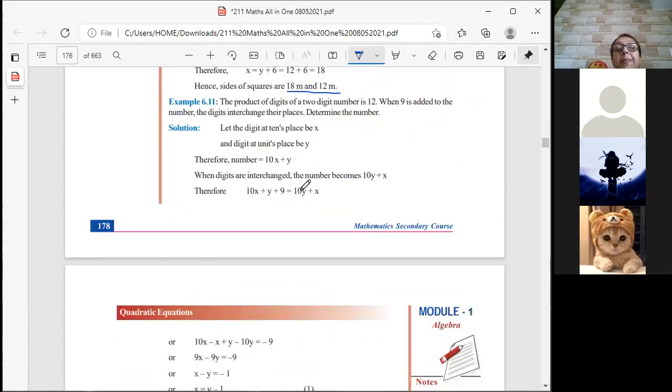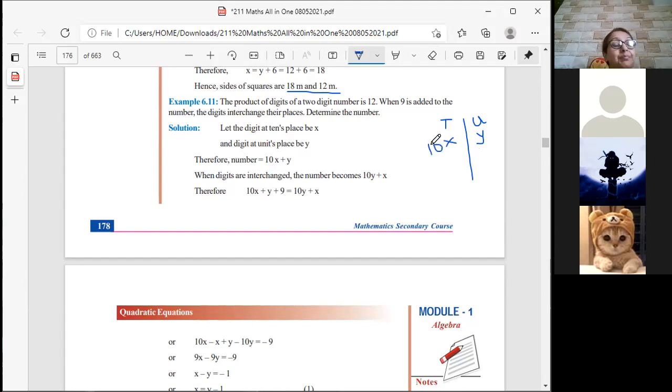6.11. Now they say the product of the digits of a 2-digit number is 12. So a 2-digit number means I have one digit in the tens place and one digit in the units place, and the product of both digits is 12. If I take the tens digit to be x and the units digit to be y, that number is going to be 10x. Tell me yes or no, because it is in the tens place, I have to multiply with 10. Do you agree?